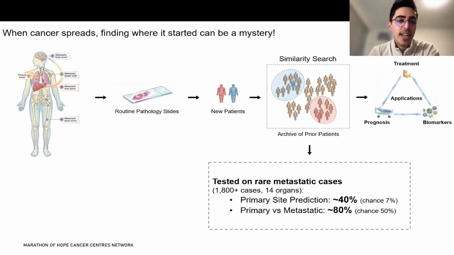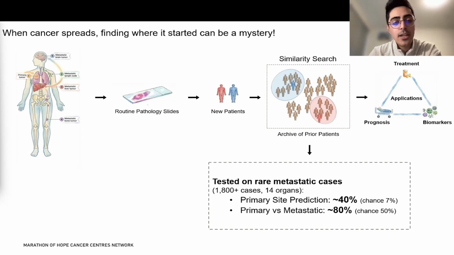When cancer spreads, finding where it started can be a challenging mystery, even for pathologists and experts. We can have a tumor sample from the brain, lymph nodes, liver, or bones, but it can actually be a lung cancer where the cancer originates from. This place where the cancer starts is called the primary site of origin in metastatic cancers.